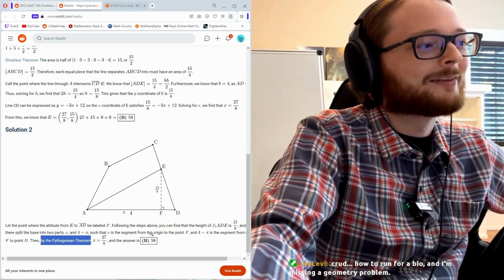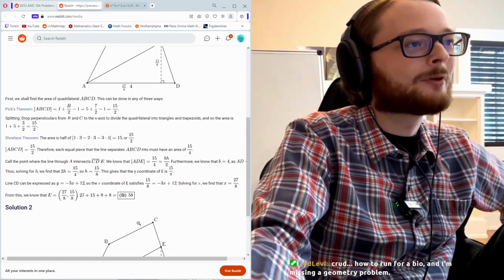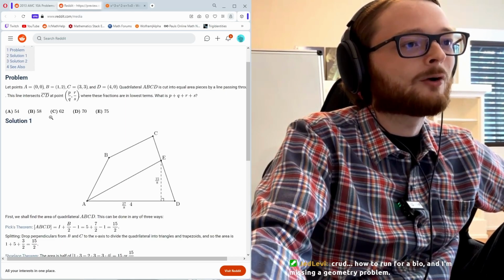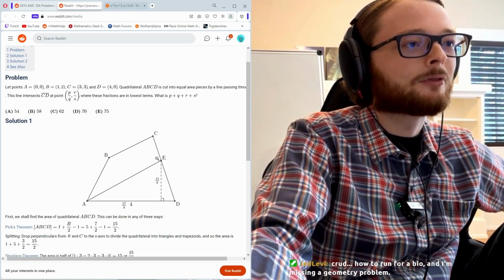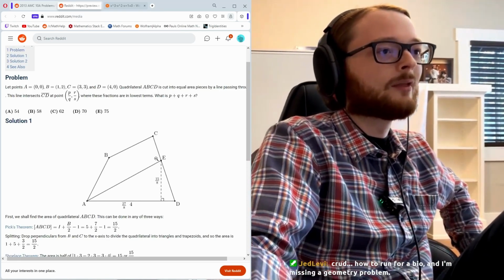How to run for bio, then you're missing a geometry problem. Yeah, it's a geometry competition problem too. The setup to it is pretty simple though, Jed. You have a quadrilateral with these 4 points, and the line going through it cuts the area in half. And they're just asking to explain the solution to the problem.